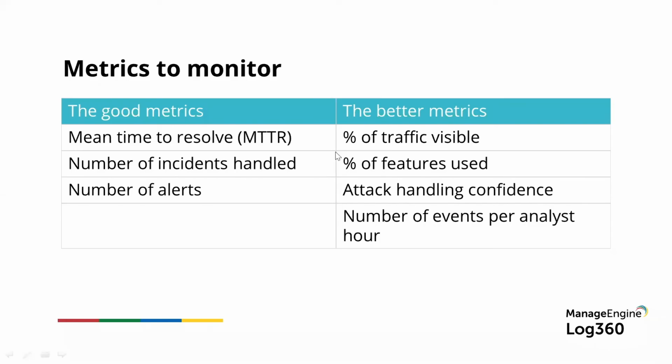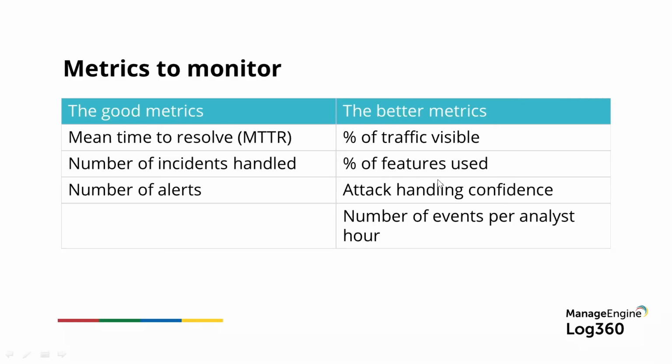For example, you've got to look at the percentage of traffic visible. So of all the network devices that you connect to with your SIEM solution, what percentage of the traffic is really visible? Are you able to have visibility over 90% of your network, 95% of your network, maybe 99% of your network? That is something that you've got to be able to track, preferably with your SIEM solution itself.